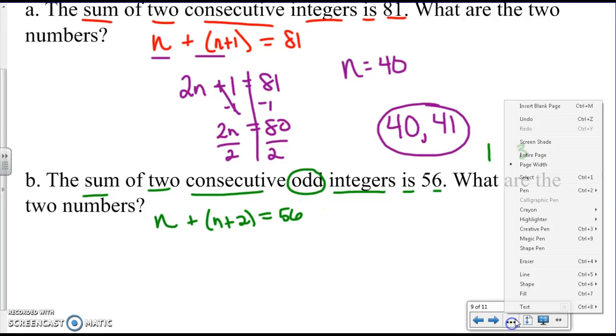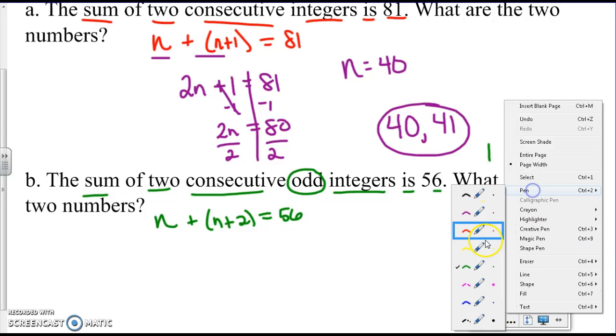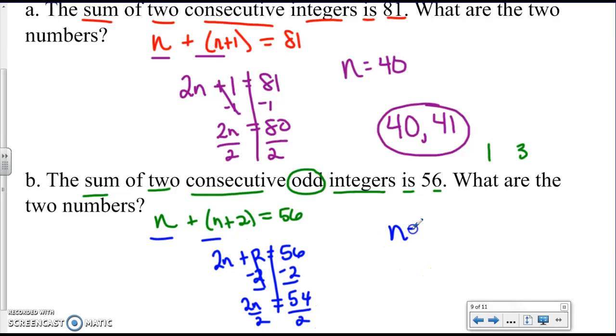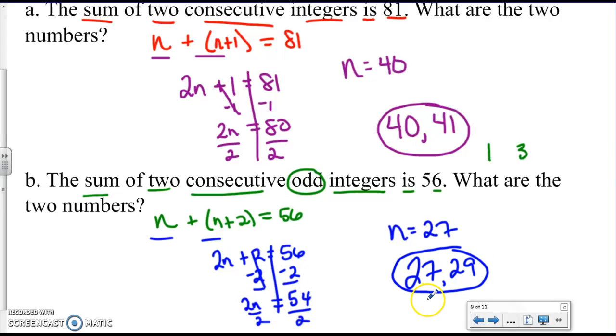Once I have that set up, we're just going to solve like we did before. We're going to combine our like terms. So n plus n is 2n plus 2 equals 56. And we're going to go ahead and solve. So subtract 2 from both sides. We get 2n equals 54. And then divide by 2 to get n equals 27. So my first odd number is 27. The next odd number is not 28. It's going to be 29. So my 2 numbers are 27 and 29.